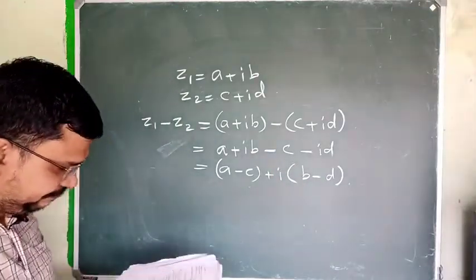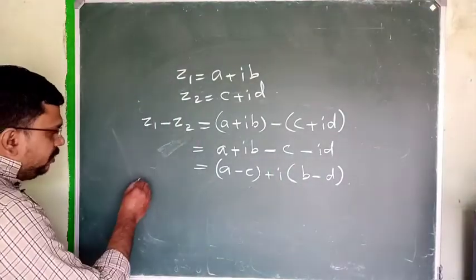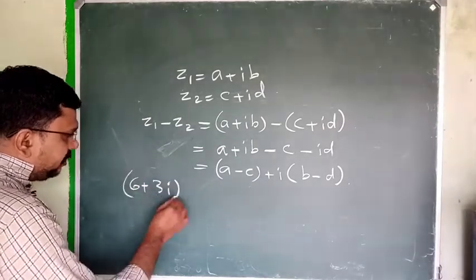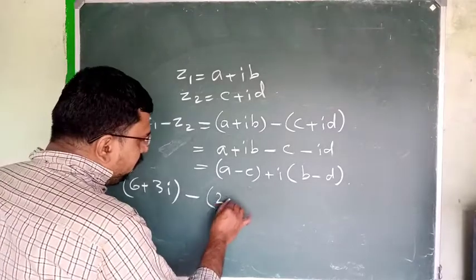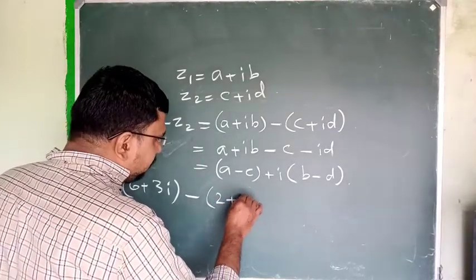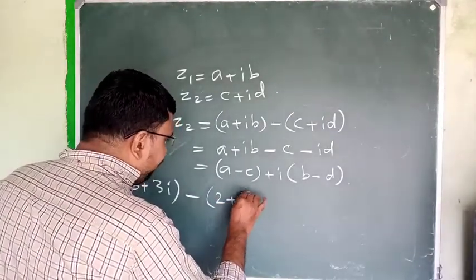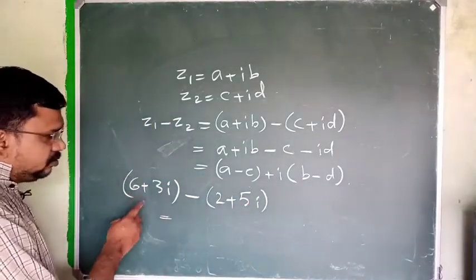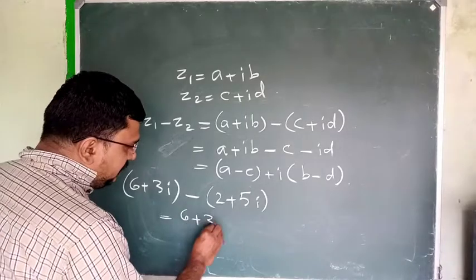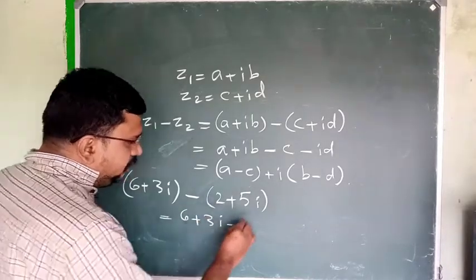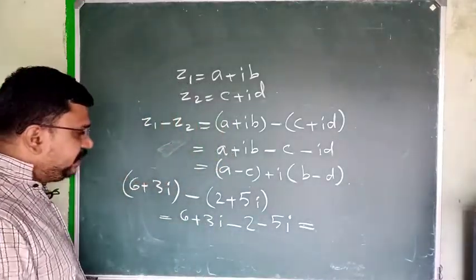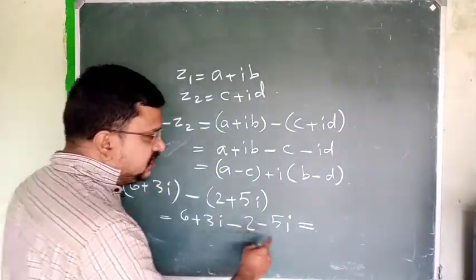For example, 6 plus 3i minus 2 plus 5i, which is equal to 6 plus 3i minus 2 minus 5i, equal to 6 minus 2 is 4.